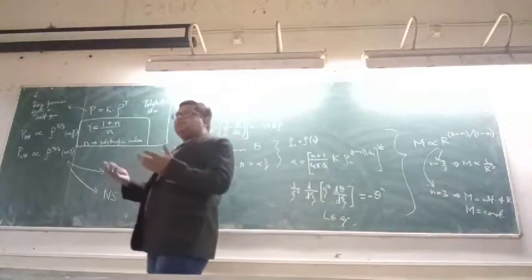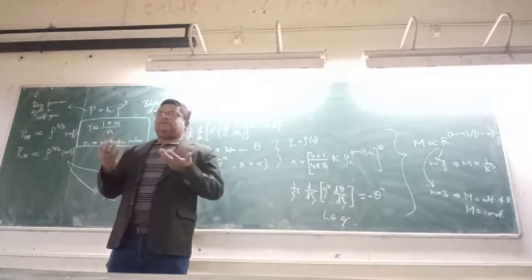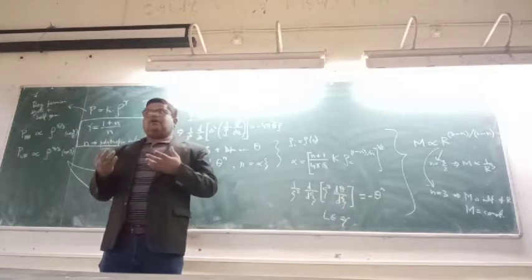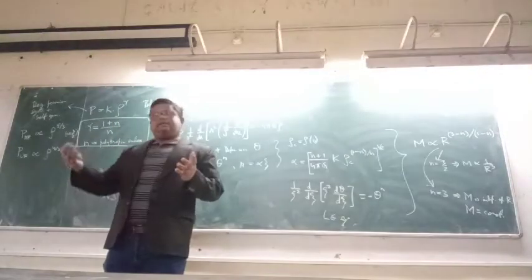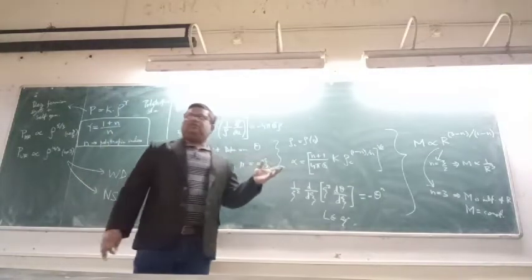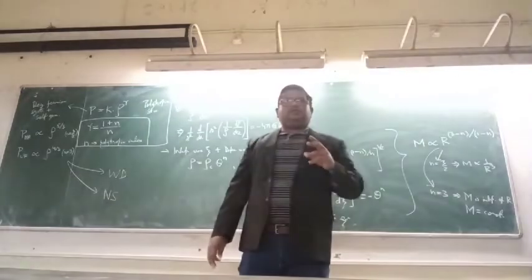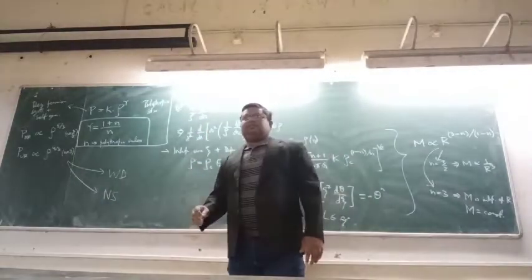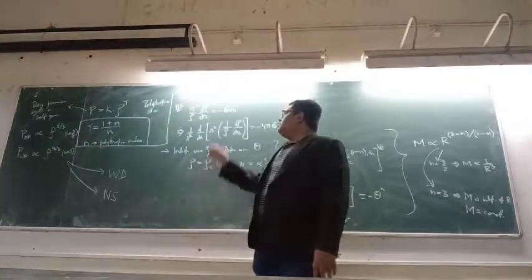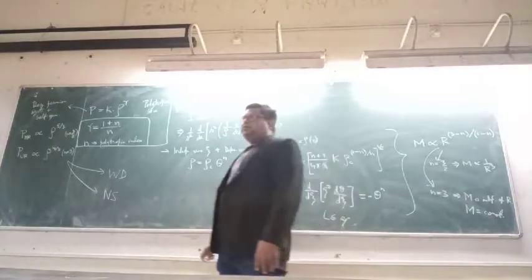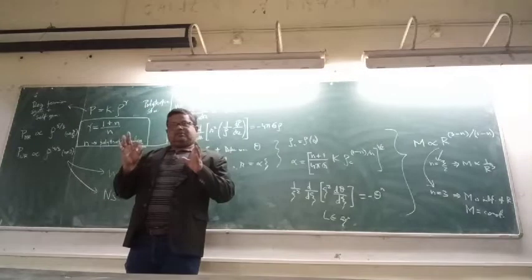So, equation of state basically, what is it? It is basically the dependence of pressure on other parameters like density, like temperature. For an ideal gas, we know the dependence: P is proportional to rho into T. For degenerate matter, there is no dependence on temperature, only dependence on density. Now, we will consider this class of objects.